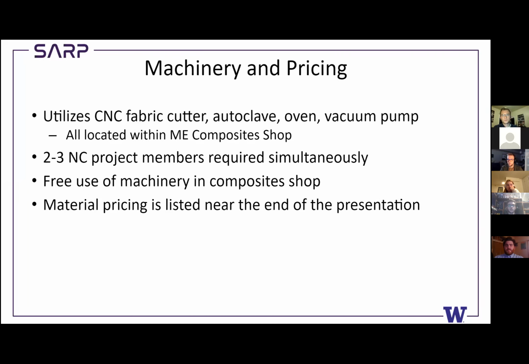All right, lastly, we have machinery and pricing. We're going to be using the CNC fabric cutter, the autoclave, the oven, and the vacuum pump. These are all located in the composite shop, and we'll need about 2 to 3 project members working on this at one time. In terms of pricing, everything in the composite shop, all the machinery, is free to use, so we don't have to worry about that, which is nice. And material pricing will be listed near the end of the presentation.